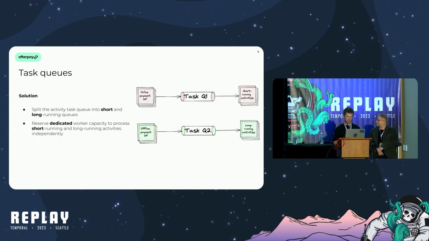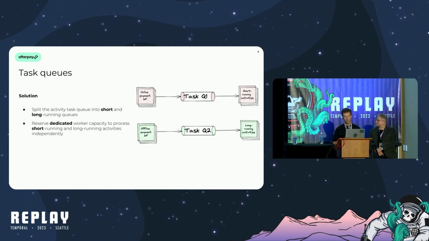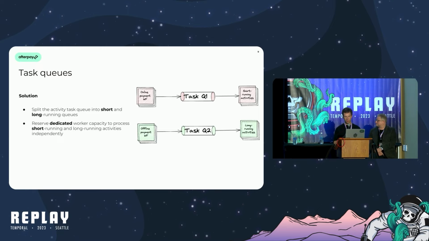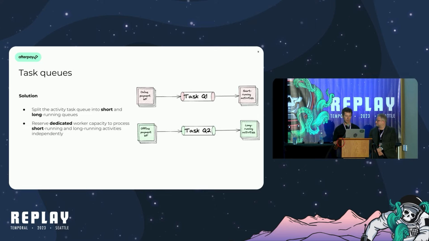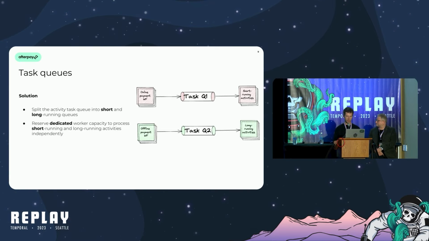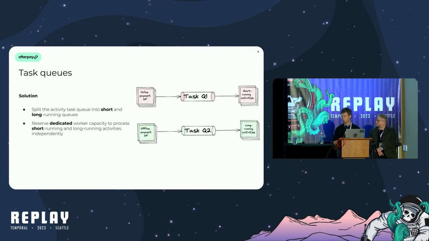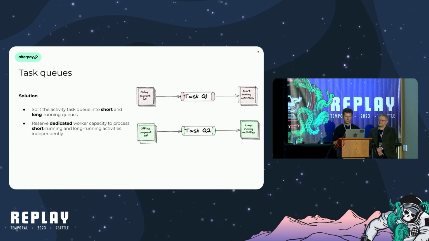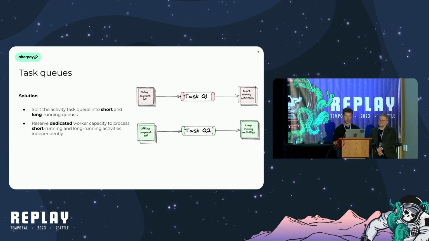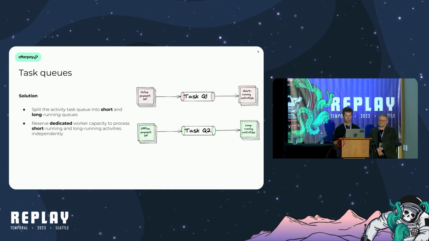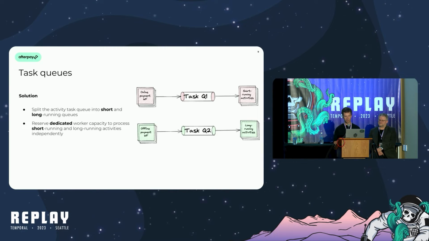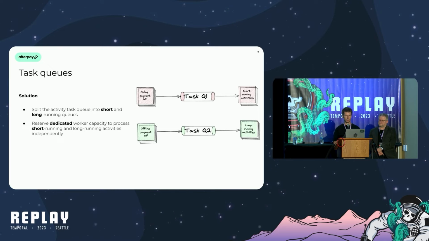The solution to this problem is very simple but effective. We split the activity task queue into 2, for short-running and long-running activities. And we define dedicated workers to process short-running activities independently from others. As a result, we allow online payments to maintain SLAs, and at the same time, we let the long-running task queue deal with high volume, longer recovery times, and more generous retry policies.